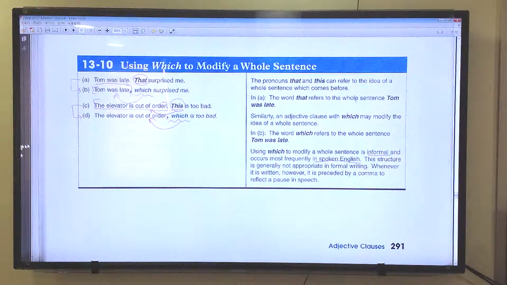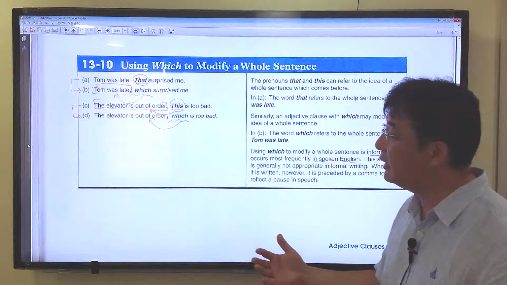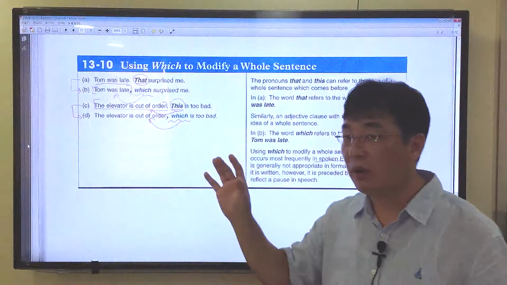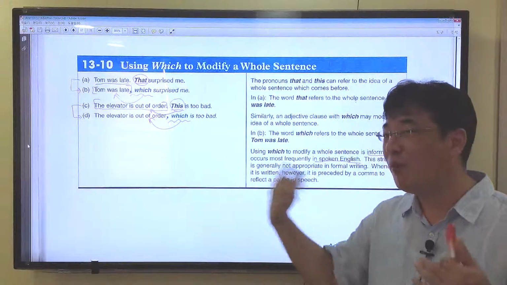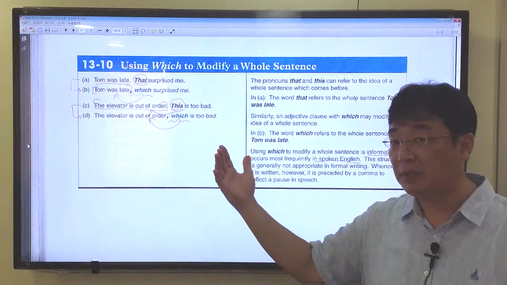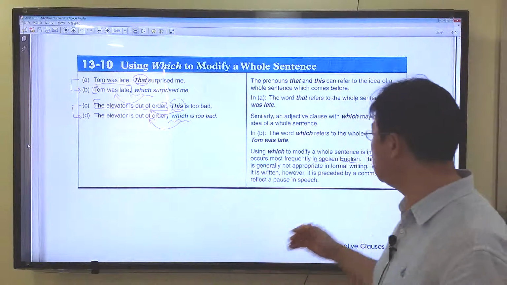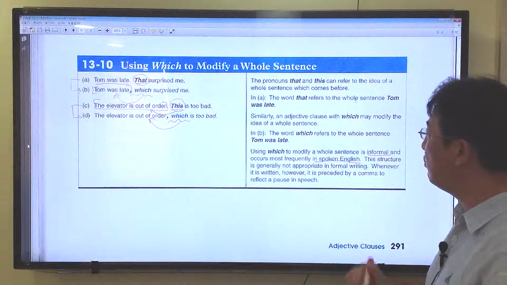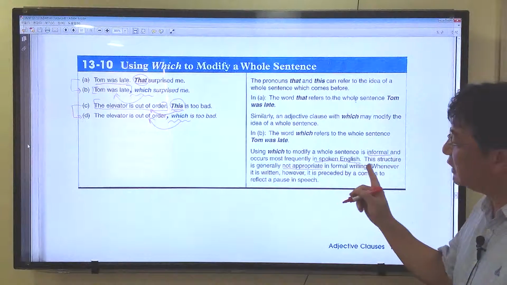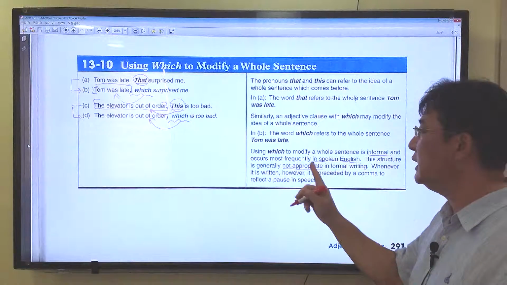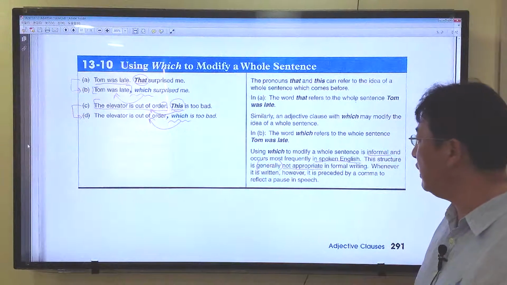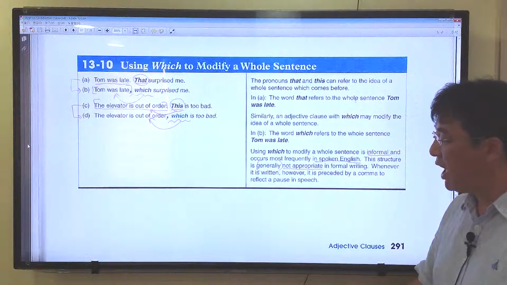So you should remember that the way relative pronoun which actually modifies the whole main clause part in front of it is not that formal writing style. That's rather informal. However, that's what native speakers do. So that's why we study this. So this structure is generally not appropriate in formal English. 그래서 어떤 격식을 가진 문어체에서는 주로 적합하지 않답니다. 일반적으로는 적합하지 않답니다. Whenever it is written, however, it is preceded by a comma to reflect spoken pauses.